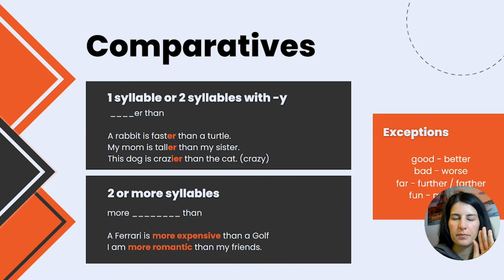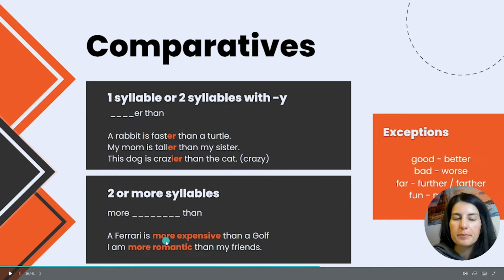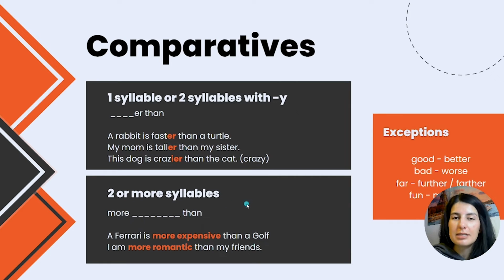Expensive. In this case, my friends, what is going to happen is we're not going to add any suffixes. What we will do is put the word more in front. So a Ferrari is definitely more expensive than a Golf. Okay? I am more romantic than my friends.